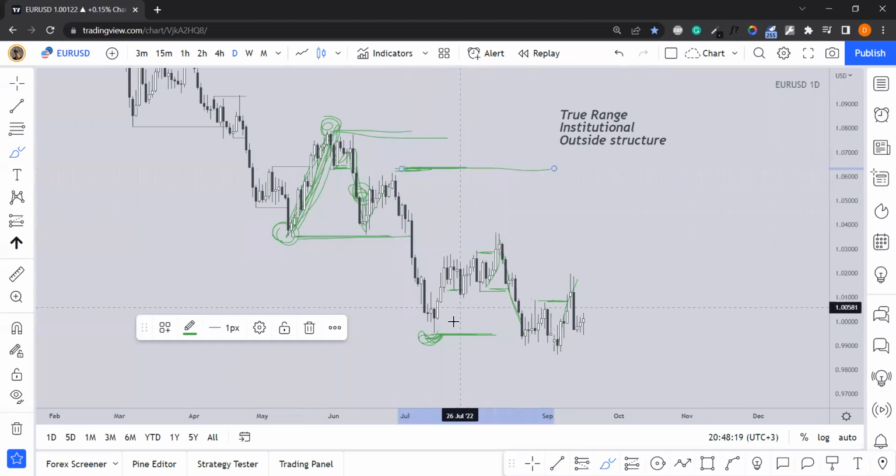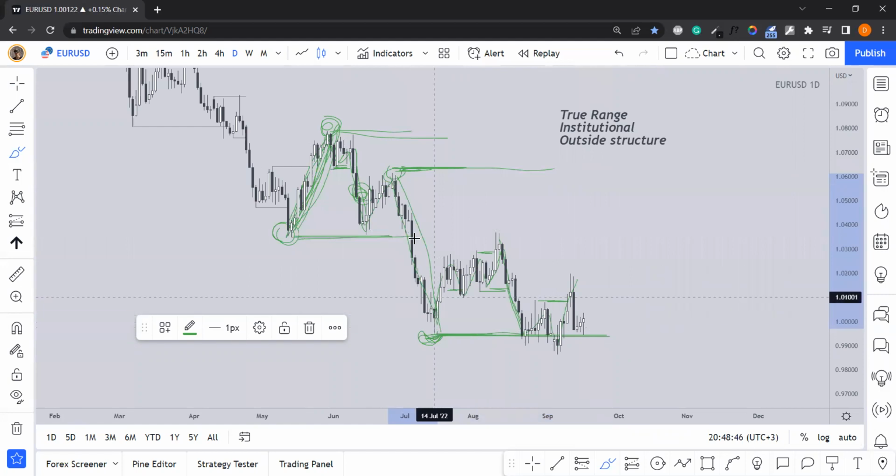And what's interesting, we had this huge price expansion or price range, or true range institutional structure, from here to here. And now you see how many inside structures the market created after this. So at this time we will not count this one candle as a closure, just for simplicity.